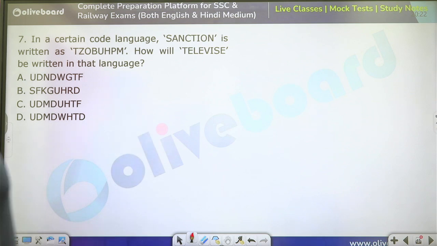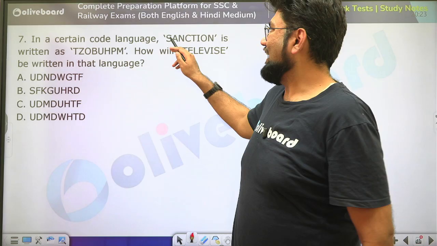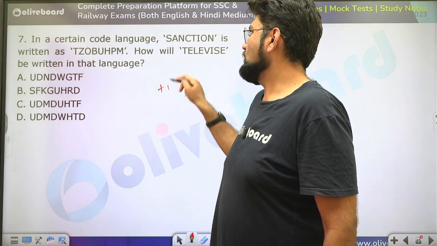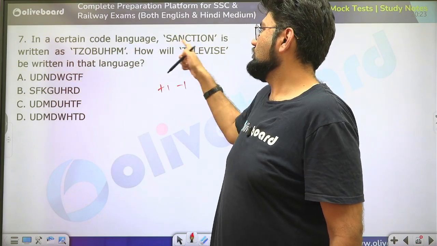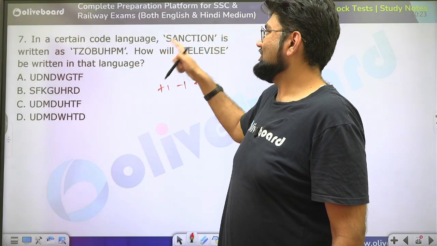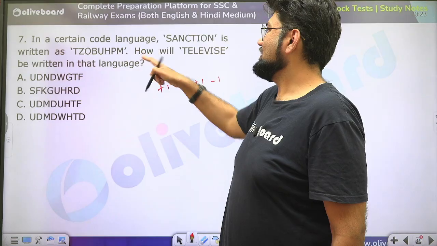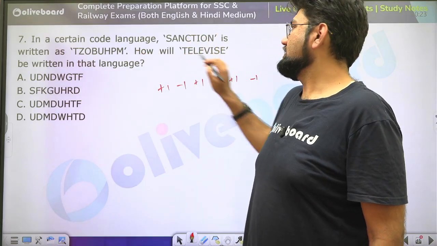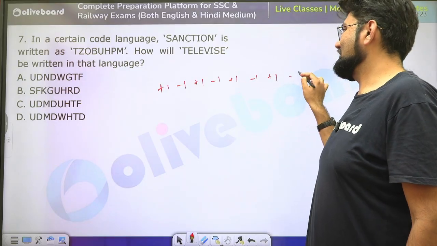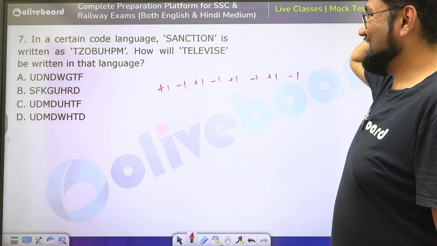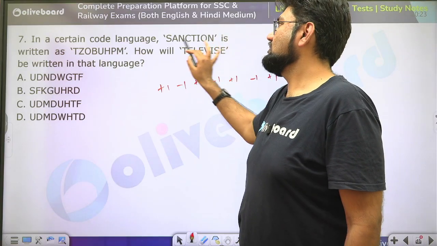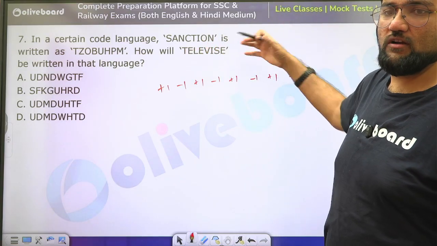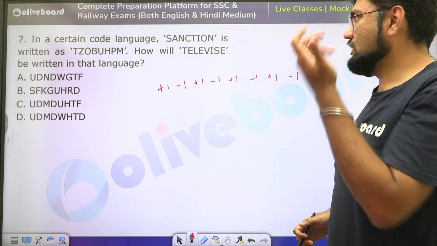Okay, so what exactly is happening here is 19, 20, so plus 1; 1 minus 1; 14, 15 plus 1; 3, 2 minus 1; 20, 21 plus 1; 9, 8 minus 1; 15, 16 plus 1; 14, 13 minus 1. Okay, and it has got nothing to do with vowels or consonants. It's just alternate. So how will TELEVISE be written in that language?